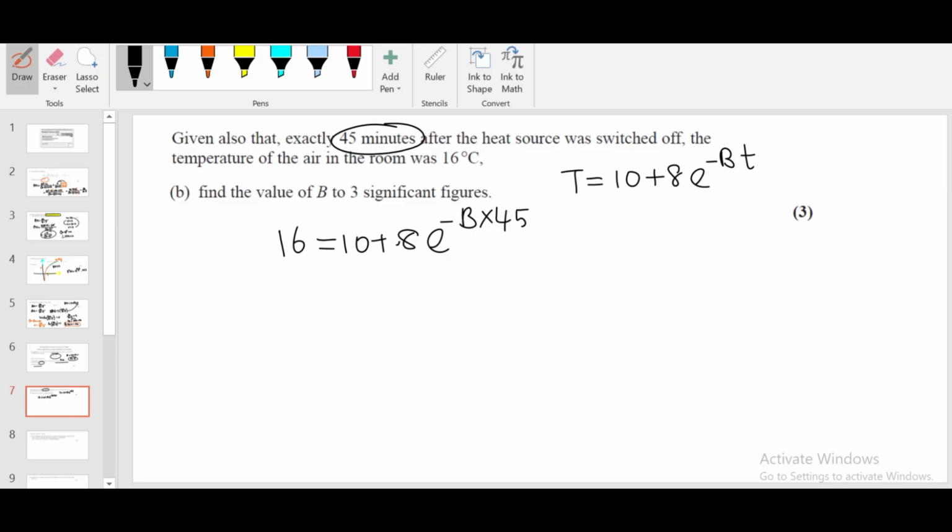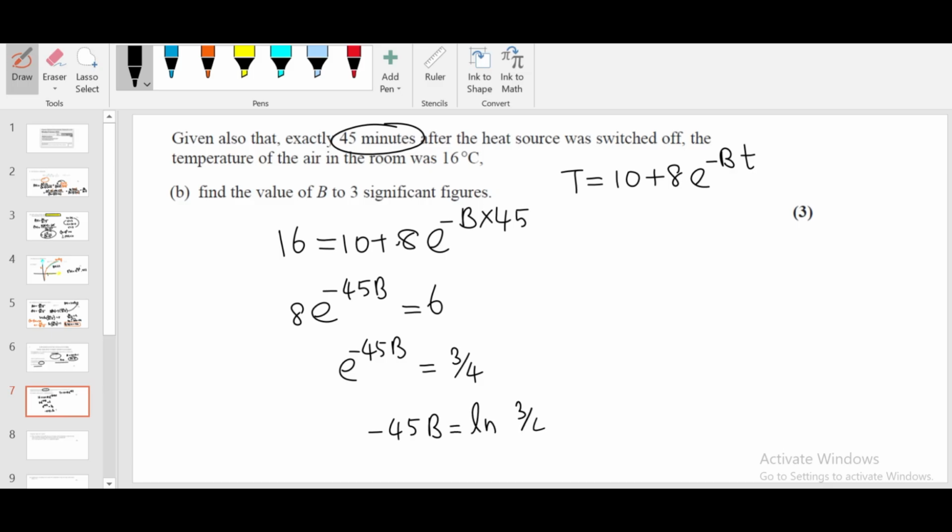Now we need to make b the subject. So bring the 10 this side. 6 is equal to 8 e power minus 45b. Divide by 8: e power minus 45b is equal to 6 over 8, which is 3 over 4. Remove e, the other side becomes ln 3 over 4. Divide by negative 45. b is ln 3 over 4 divided by negative 45.